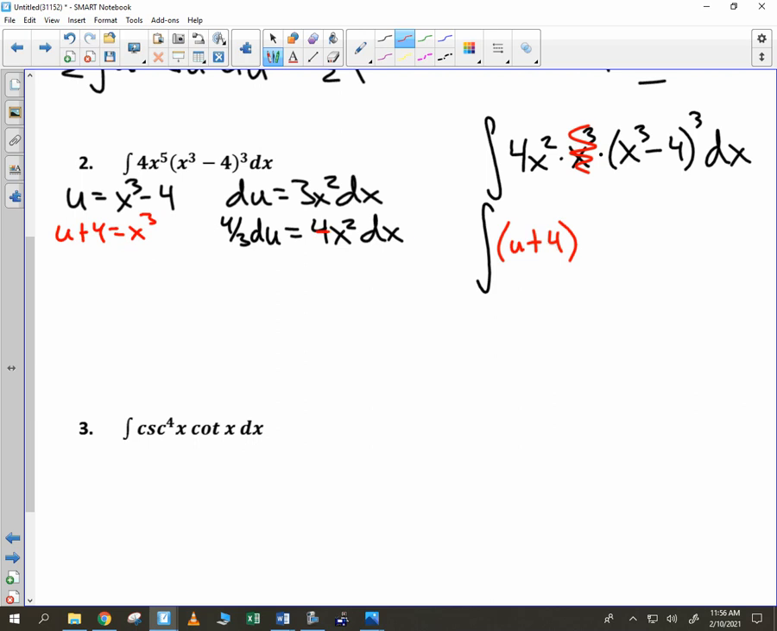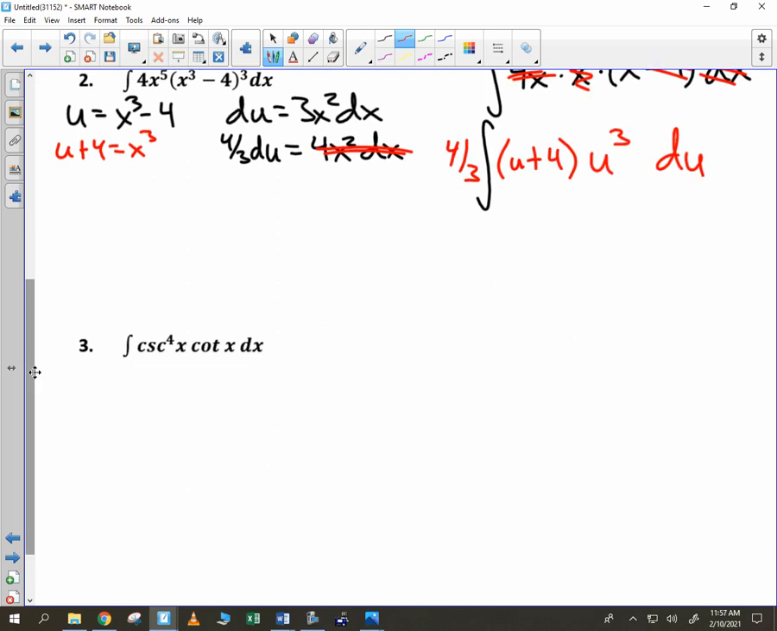4x squared dx, what did you put in its place then? 4/3 du. Good. What's my last? Yeah, u cubed. That thing is u to the 3rd. Not too bad, huh? Look at that. Took a problem that looked like it was super challenging, and now we're making it easy.